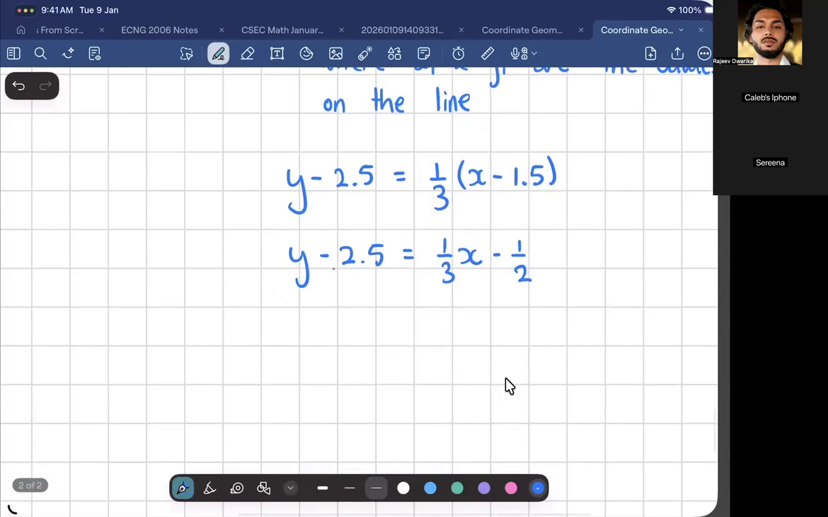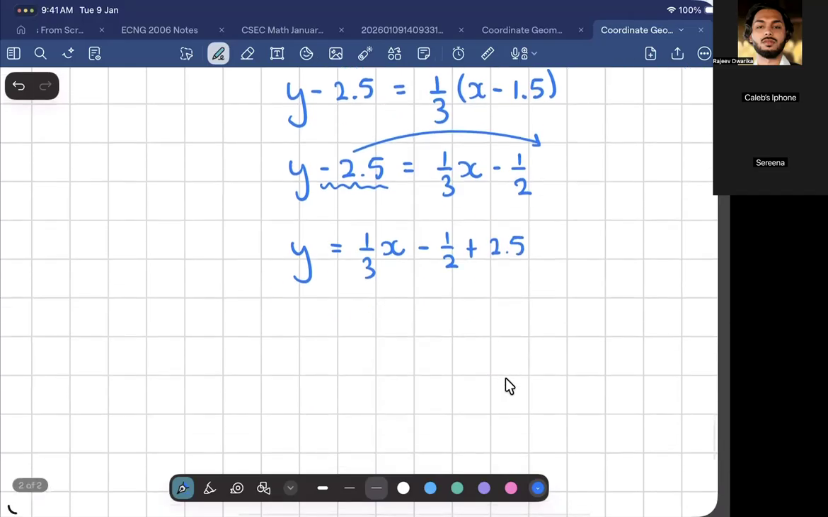And to get your answer now, all you have to do is move across the minus 2.5. So y would be equal to a third x, minus a half plus 2.5, which we know is just 2. So y is equal to a third x plus 2.